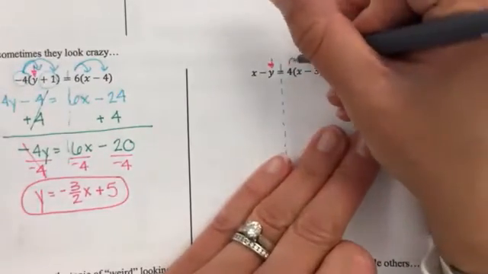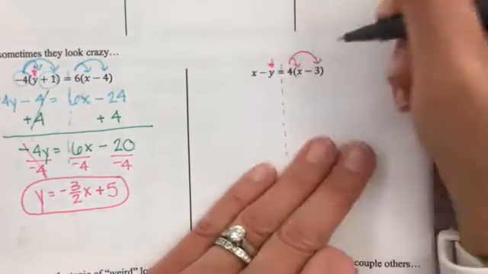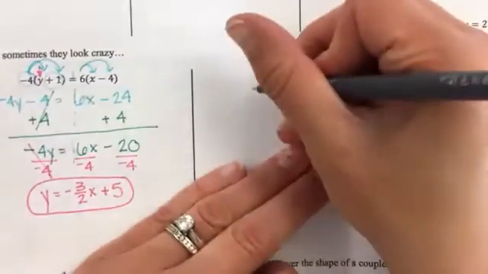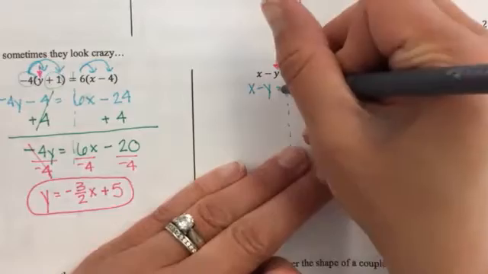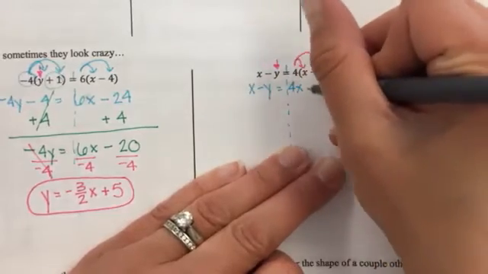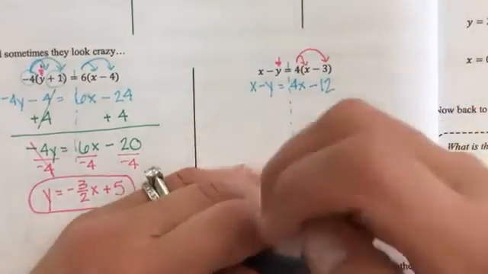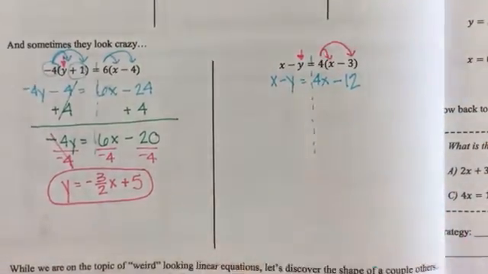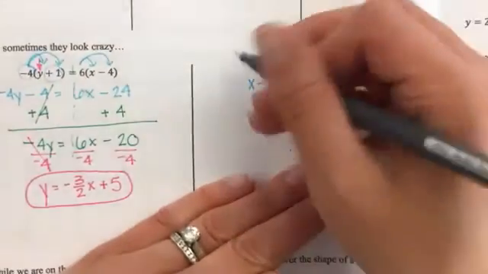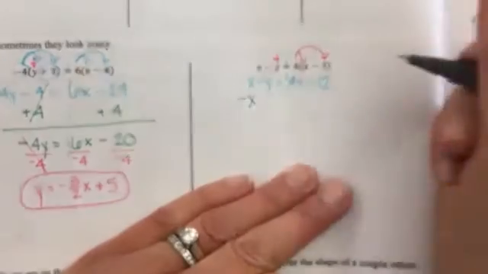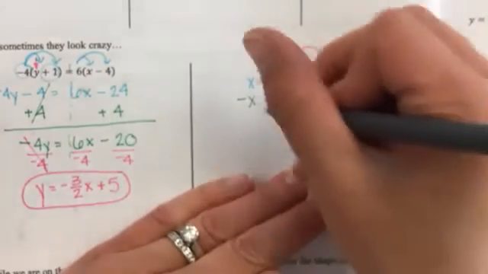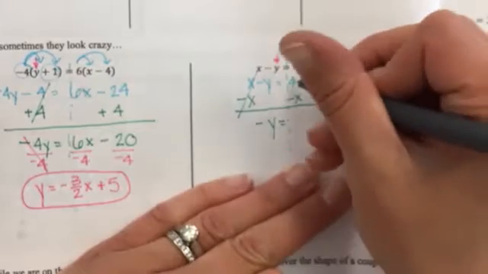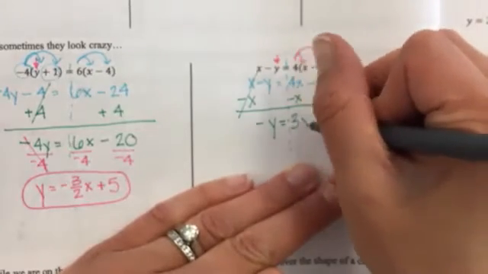On this one, we need to distribute the 4 on the right side. So it's going to give us x minus y equals 4x minus 12. And then I'm going to subtract my x. I do have an x on the other side to take it away from. So 4x minus 1x, 3x.